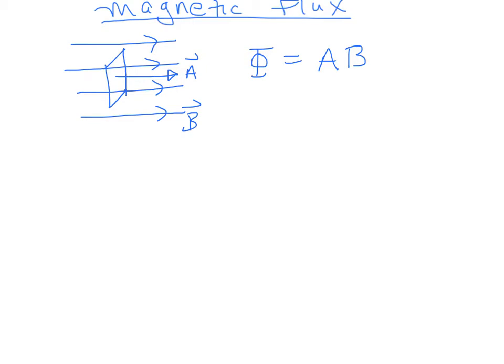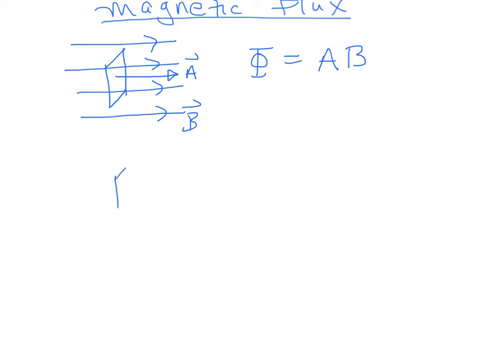So it's just that, and this measures the quantity of magnetic field going through the area, because if you increase the magnetic field, if you doubled it, let's say, then the flux would double. Likewise, if you double the area, even though the magnetic field is the same, the flux doubles because you're doubling the area, so there's more magnetic field going through that area.